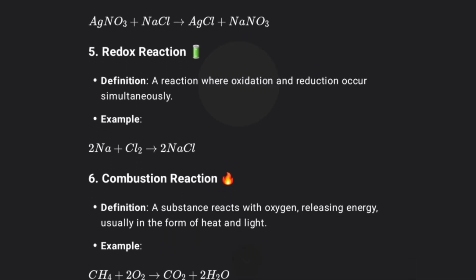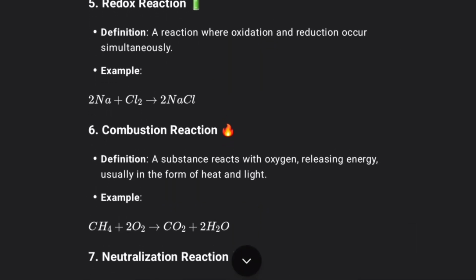5. Redox reaction. Definition: a reaction where oxidation and reduction occur simultaneously. Example: 2Na plus Cl2 gives 2NaCl. Explanation: sodium is oxidized and chlorine is reduced in the formation of sodium chloride. 6. Combustion reaction. Definition: a substance reacts with oxygen, releasing energy, usually in the form of heat and light. CH4 plus 2O2 gives CO2 plus 2H2O. Explanation: methane burns in the presence of oxygen to produce carbon dioxide and water.